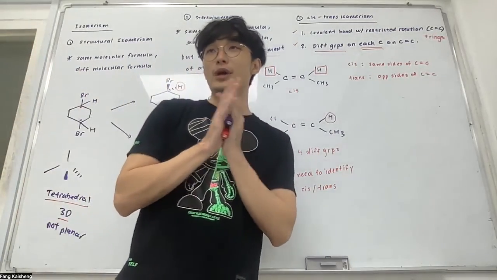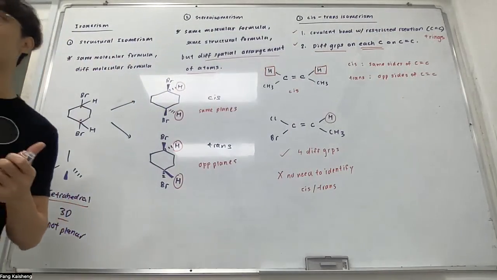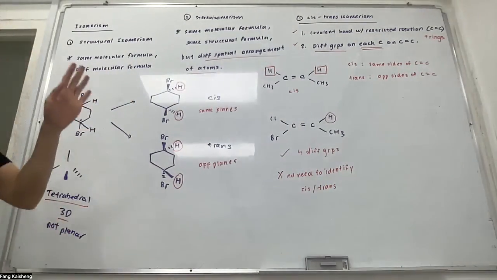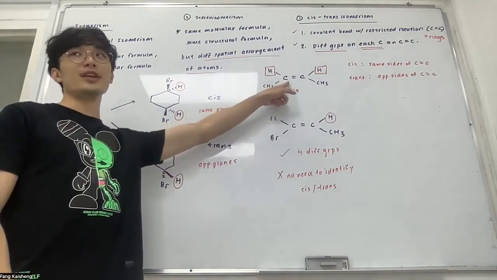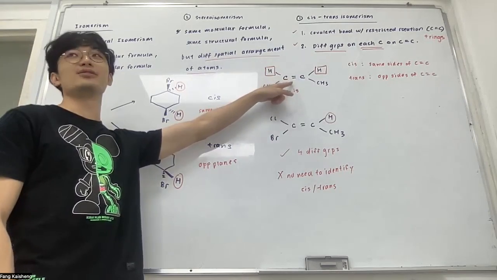On page 48, we're going to look at some formulas. How do we find the total number of cis-trans isomers? They can give you a very big molecule, but let me just start off simple. This one over here. How many cis-trans isomers does this have? So how many are there?